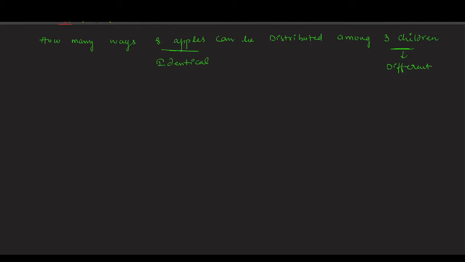Right? So 8 objects, and different is boxes. How many? 3 boxes you can think of as boxes. 8 apples into 3 boxes, nothing but 3 children. So how many separation symbols we need? Different boxes, 3 minus 1. So we need 2 separation symbols. So we write C2 and we add objects plus these separation symbols, 8 plus 2 C2, which is 10 C2, which is nothing but you can calculate 10 into 9 by 2, which is 45 ways. So 8 apples can be distributed among 3 children in 45 ways.